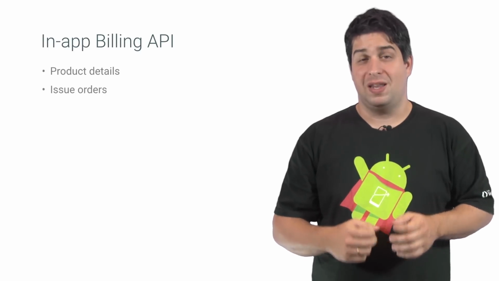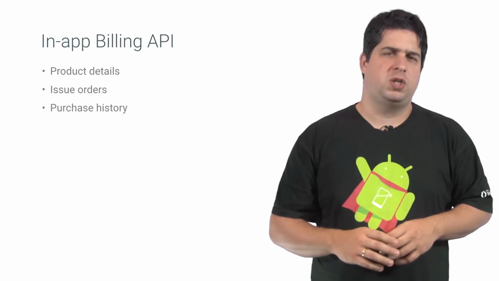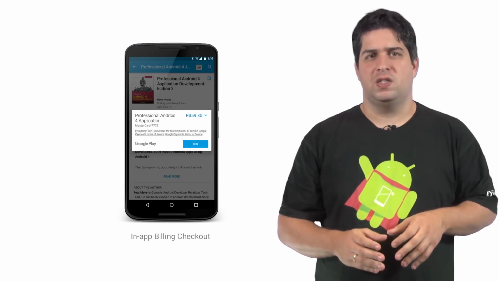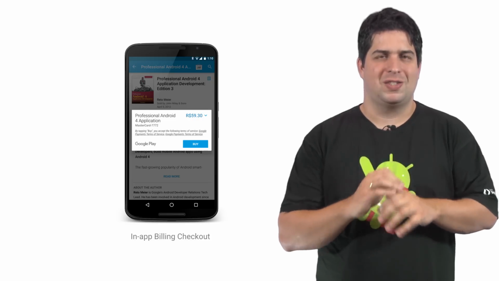In-app billing is a service hosted on Google Play that lets you charge for digital content and upgrades in your app. When you integrate in-app billing with your app, you can use the API to request product details from Google Play, issue orders for in-app products, and quickly retrieve ownership information based on users' purchase history. For users, Google Play provides a checkout interface that makes user interactions with the in-app billing service intuitive and seamless.